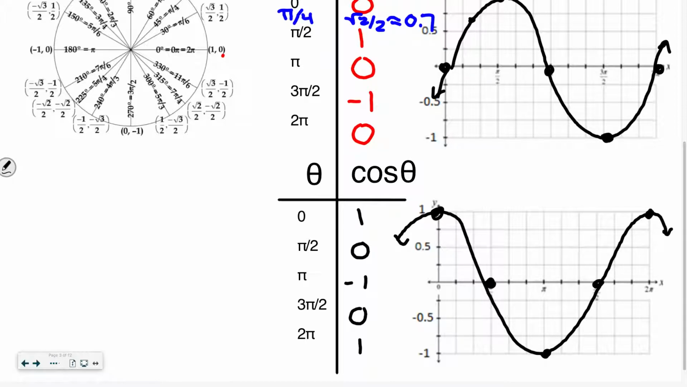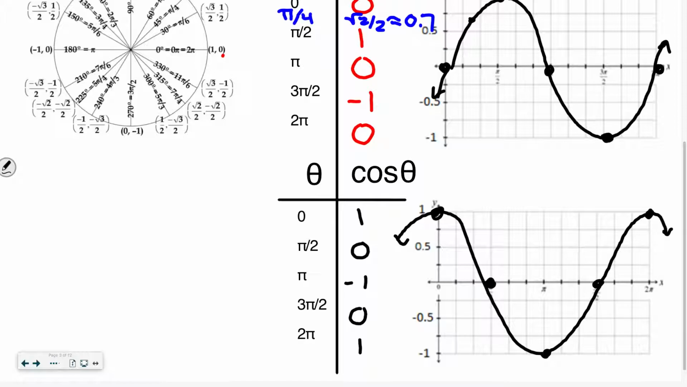Now, we usually only have you graph one period, so you really only see that particular shape. But just know, it's like copy and paste right next to it, so that it's a continuous wave. It continues on forever.